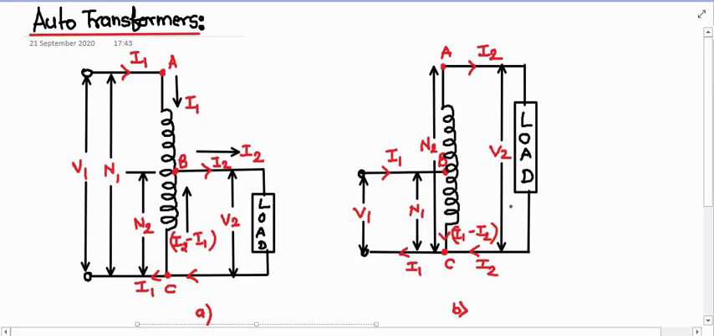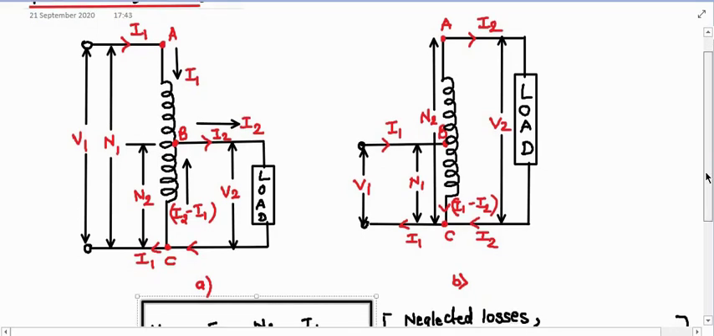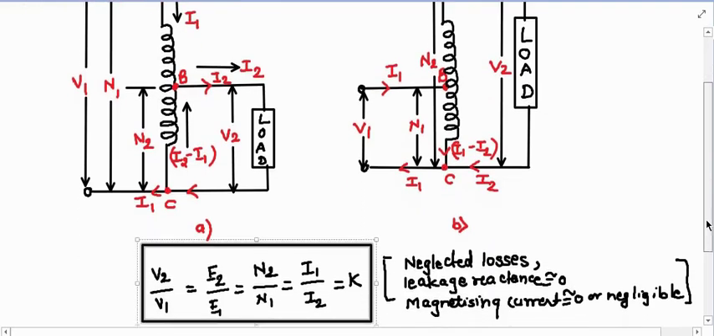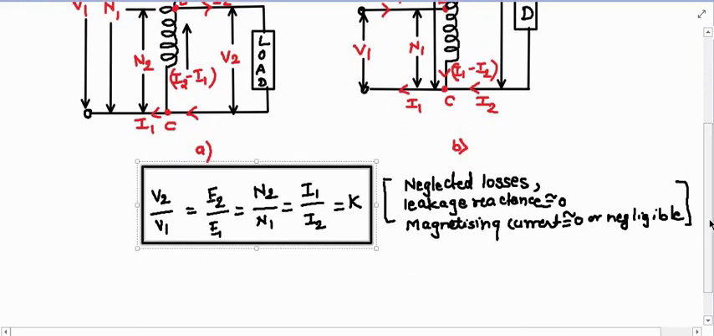If I consider the same capacity, that is the same output and the same voltage ratio, the auto transformer requires less copper than your conventional two winding transformer that we have seen in the previous lectures. This can be easily verified as follows. Let us consider first of all the step down auto transformer. But before that, consider any winding.